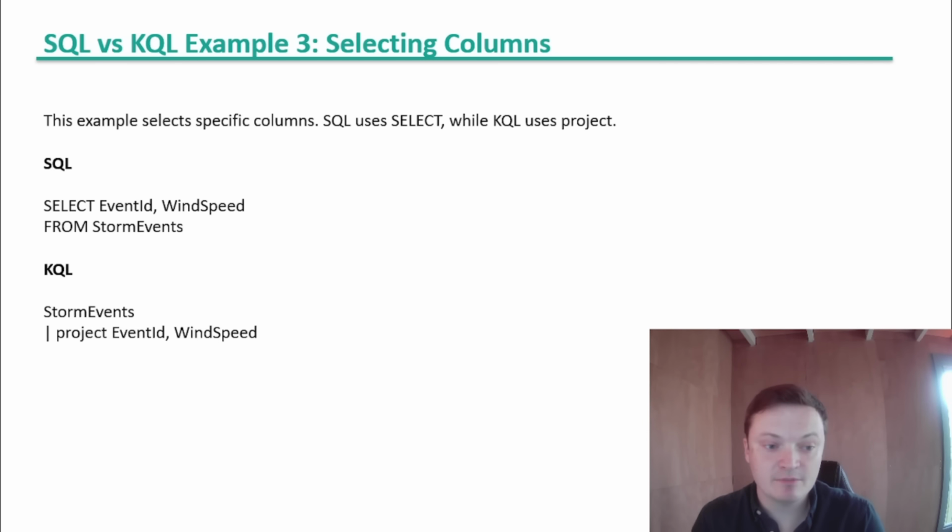For selecting columns, this example selects specific columns. SQL uses select, while KQL uses project. So in SQL, that is select event ID, wind speed from storm events. Those are the two columns we're selecting, event ID and wind speed. And in KQL, you write storm events, pipe character, and then project, and then the two columns.